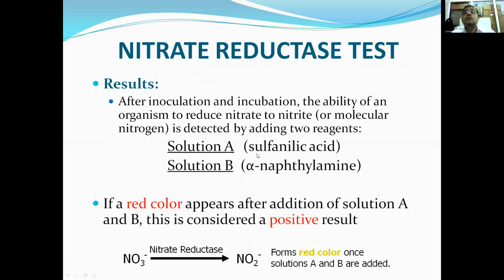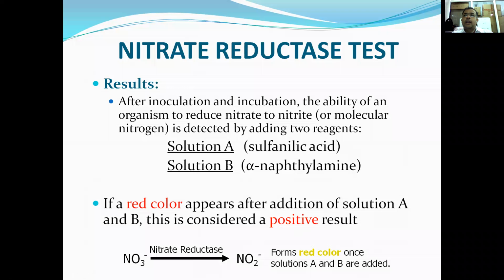That solution B in principle contains alpha naphthylamine. After addition of these 2 solutions, you have to observe the color change. So after addition of solution A and B, if you observe red color, then you can say that the nitrate test is positive. This is clear to all.